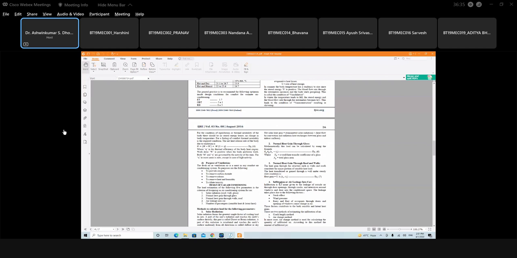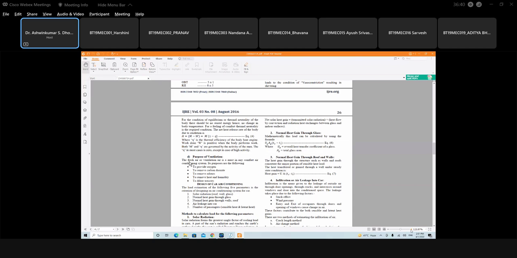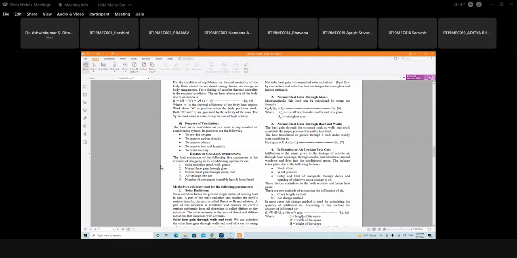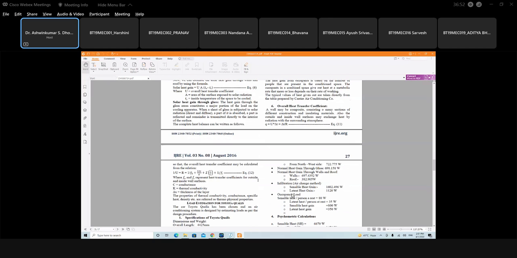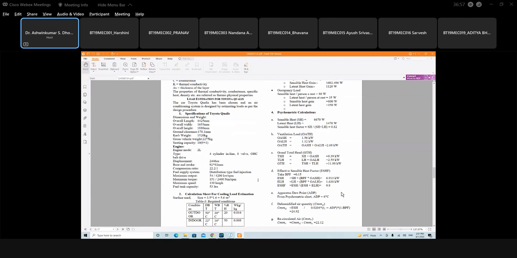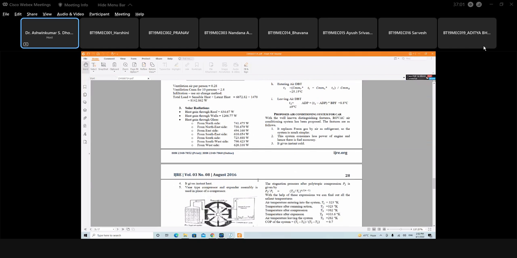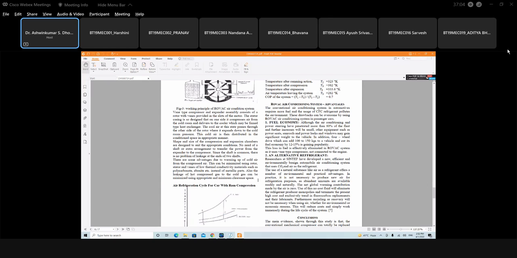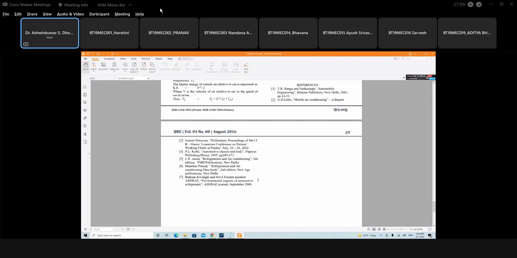Then for calculation, they have given certain calculations. You can see crack length method, air change method. So they have discussed that, and finally they have shown the calculation also. So there are calculations which are given by these people. So this can be a good input for you to calculate. So they have given the calculation as well.